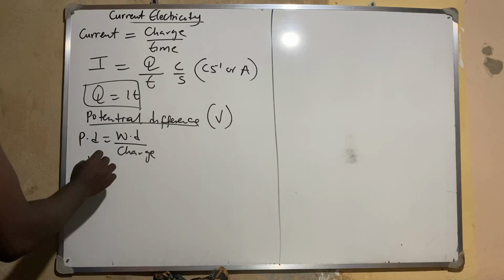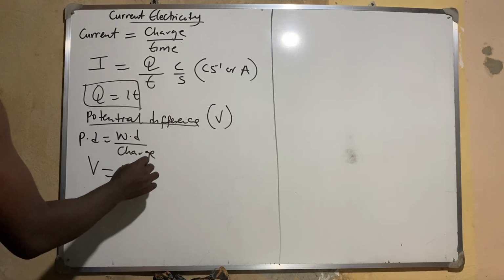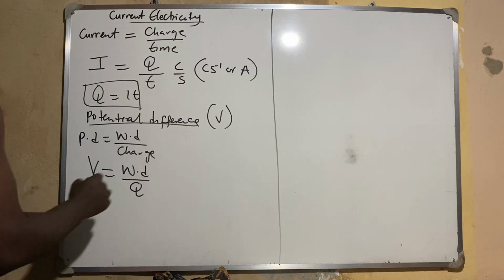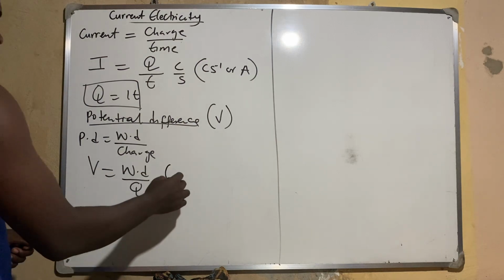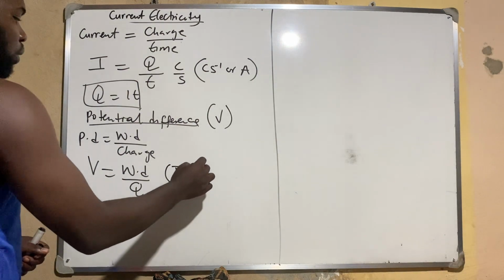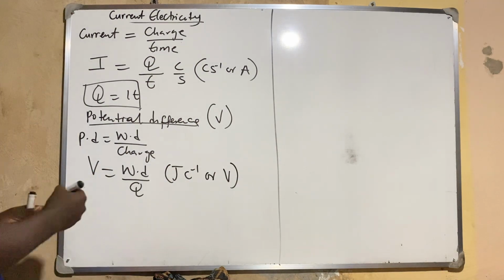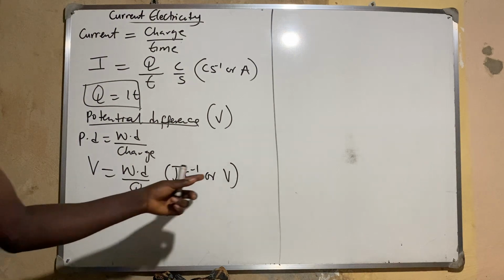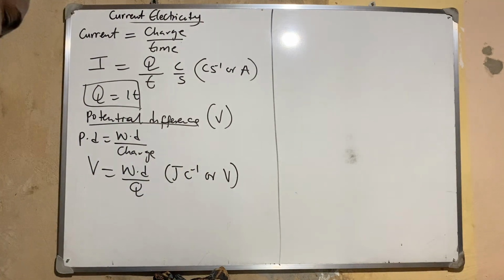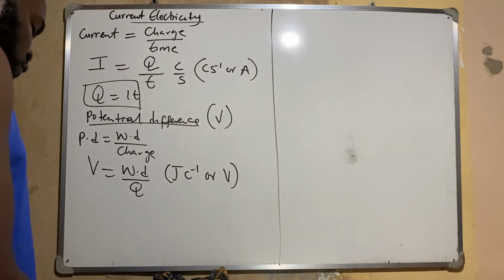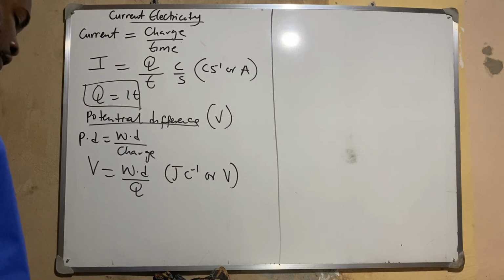So potential difference V is equal to the work done all over charge. Potential difference is measured in joule per coulomb, that is, measured in volt. The SI unit is the volt.